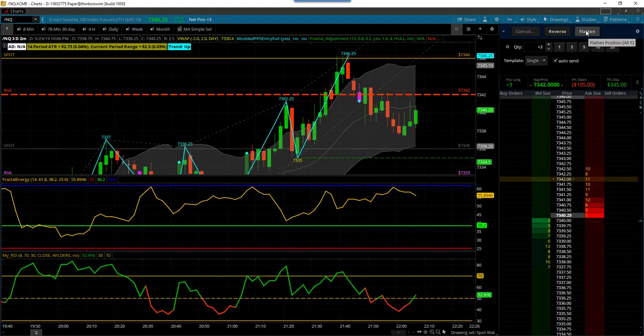Still just sitting and watching. We've had a pretty decent move in the bonds. We've had a higher high, higher low for the last few minutes. It's been stair-stepping higher. Those moves in the bonds put pressure on our market.